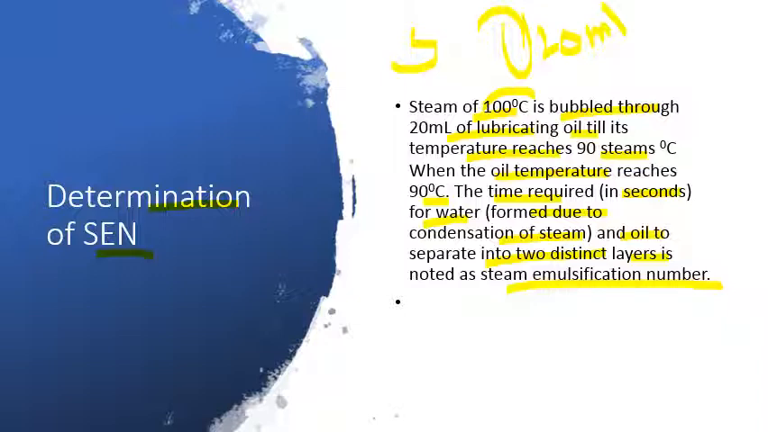So this is all about the three properties we have read in this lecture, that is the cloud and pour point, aniline point, and steam emulsification number. So it completes all 5 properties of the lubricant. 2 properties we discussed in the first part of the lecture on the properties of the lubricant, and the 3 discussed in this part. Thank you and take care.